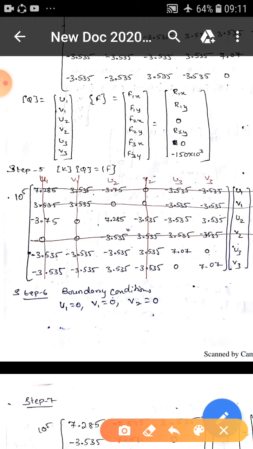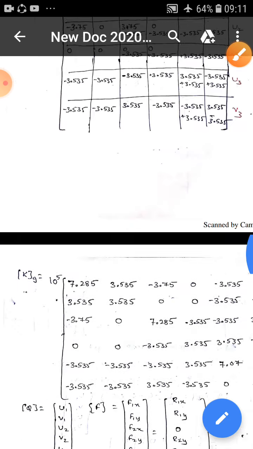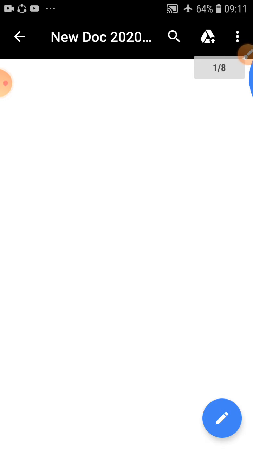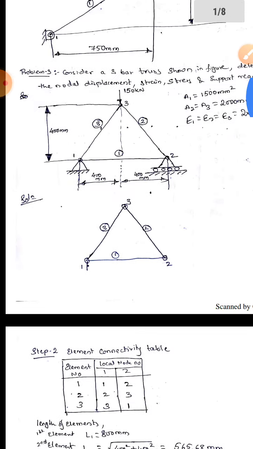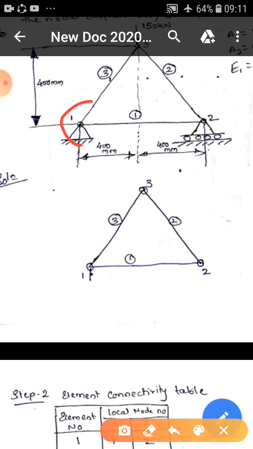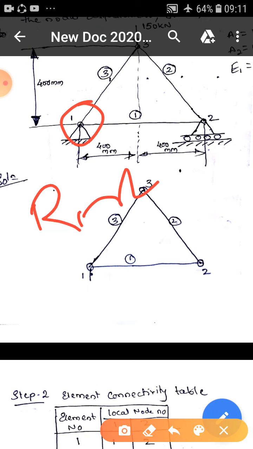Next comes the nodal displacement matrix q: u1 v1 u2 v2 u3 v3, and the force vector f1x, f1y, f2x, f2y, f3x, f3y. If you just recall the problem, at node 1 there is no force applied, but there are reactions generated, r1x and r1y.